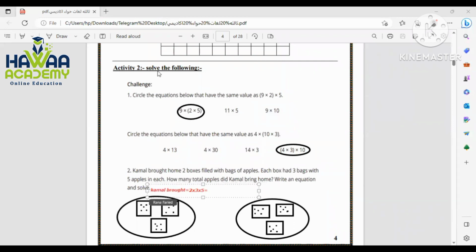Let's use the commutative property of multiplication to solve this equation. We will take together 2 times 5, times 3. 2 times 5 equals 10, times 3 equals 30 apples. And that's that for activity 2. Let's continue.